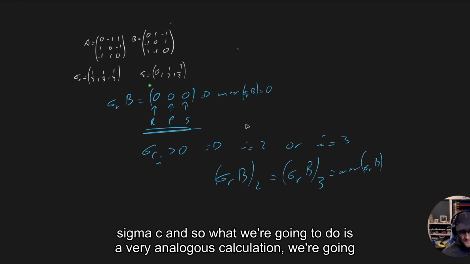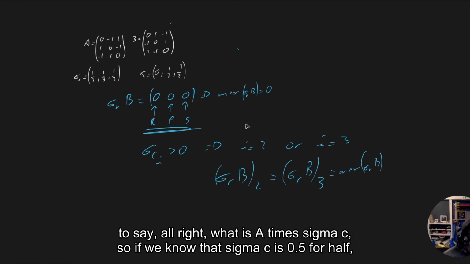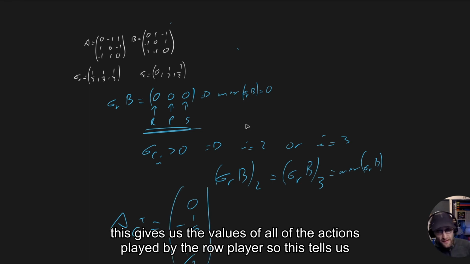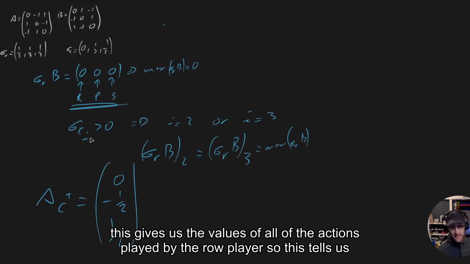Now, to illustrate this a little bit more, let's see if sigma r is a best response to sigma c. Okay, and so what we're going to do is a very analogous calculation. We're going to say, all right, what is A times sigma c? So if we know that sigma c is 0, a half, a half, what is A times sigma c transpose? And that is equal to 0, minus a half, and a half. And so this gives us the values of all of the actions played by the row player.